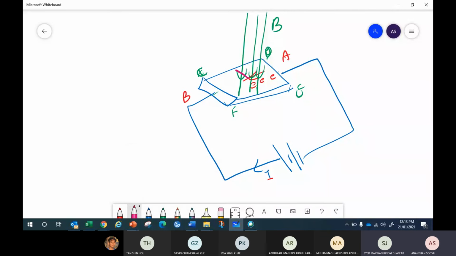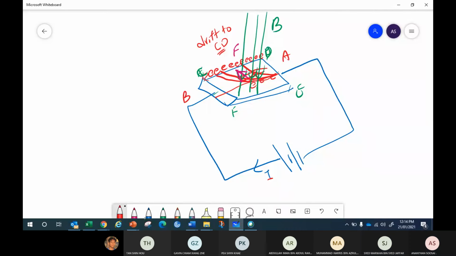The force is towards CD, right? So now what happens to the electron? When it has a force towards CD, does the electron go straight? No, it will drift to CD. When the electrons drift to CD, they won't reach B. They will all accumulate at CD because of the magnetic force, maybe the first 10,000 electrons that come out.